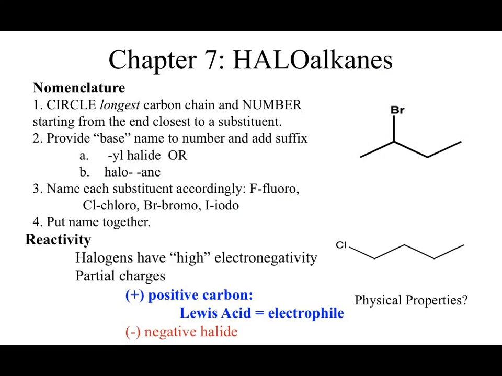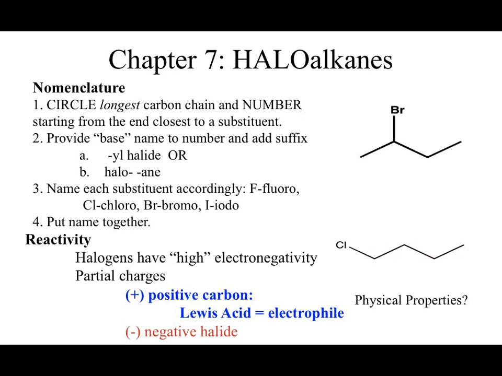We've got our main chain, which is 4, so we're looking at butane. What's our substituent? A chloro. Where's the chlorine attached? Position 1. So we could call it 1-chlorobutane, or because it's at position 1, we can just drop it from the name, and it's chlorobutane. Okay? Kind of makes sense?